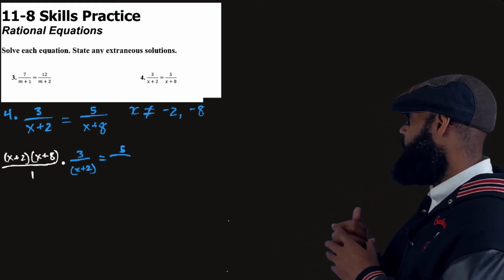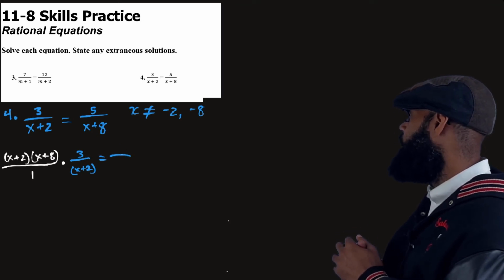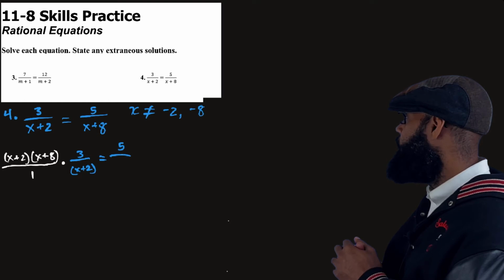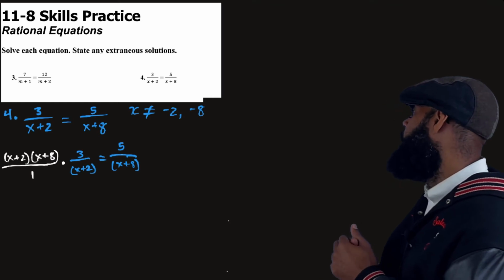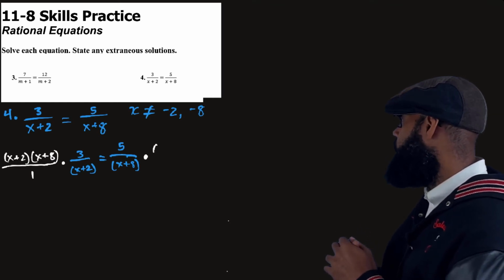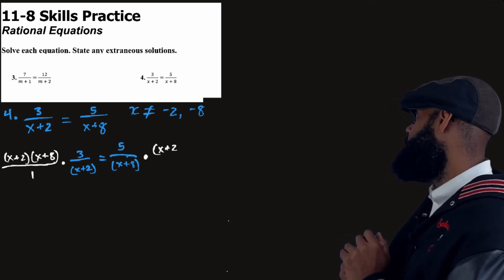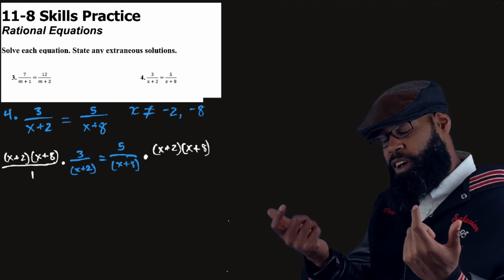On the right-hand side, 5 divided by the quantity of x plus 8, I'm going to multiply all of that. I didn't like that 5. Sometimes the 5 looks like an S. Times the quantity x plus 2 times x plus 8. So again, taking one denominator, taking the other denominator, finding the product.